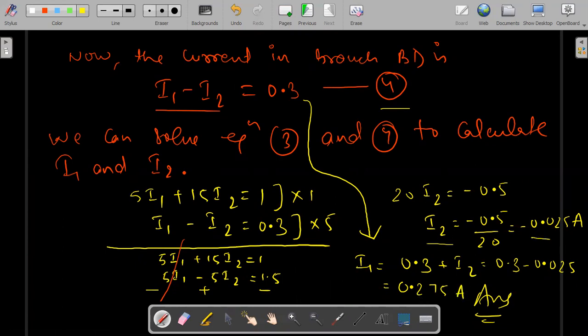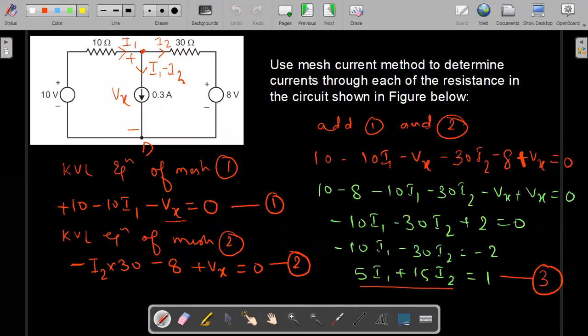Now the negative sign indicates the actual flow direction of current. So let us see this. That means the current I2 is not actually flowing in this direction. It is actually flowing in this direction, right? So this is how the circuit works.